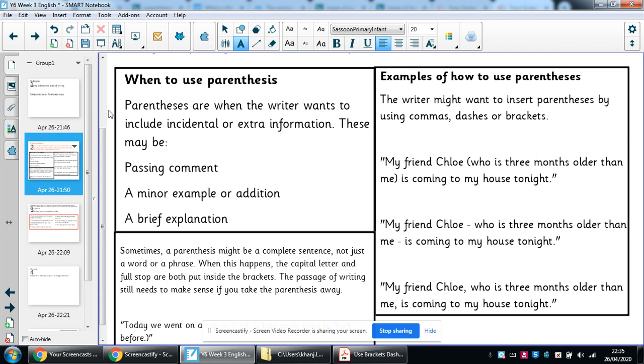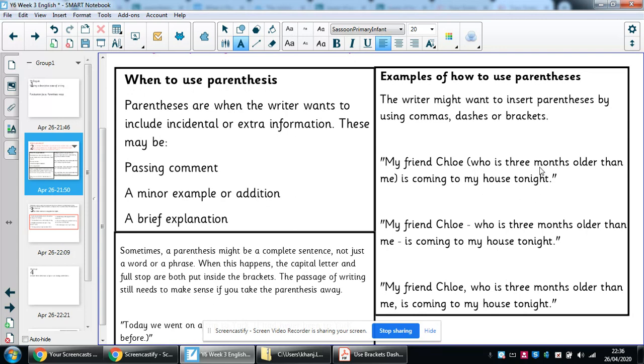Now, when to use parentheses? Parentheses are used when the writer wants to include incidental or extra information. These may be through a passing comment, a minor example or additional information, or just a brief explanation. So if you look to the right of your screen, here is an example of how to use parentheses. Now, the writer might want to insert parentheses by using either commas, dashes, or brackets, so just one of the three. Now here we have a sentence repeated 3 times, but used with the different types of parentheses.